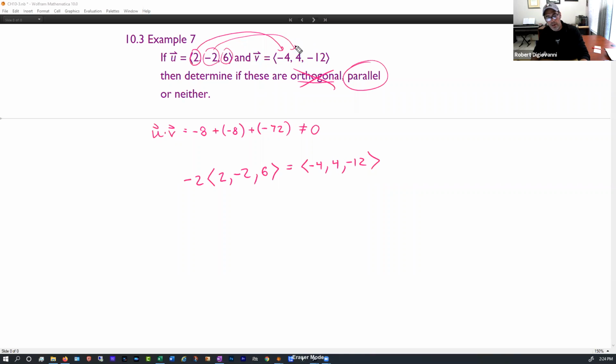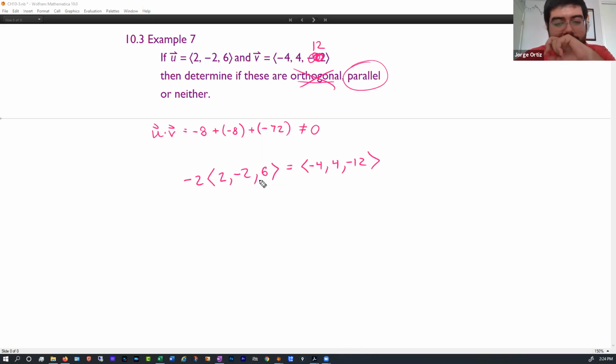What if this number here, this number in the second vector, had been +12? This wouldn't have worked, would it? Then we would say they're not parallel, and your answer would have been neither, because you don't have to be orthogonal or parallel. It's not one or the other. There's a third option, that's neither.